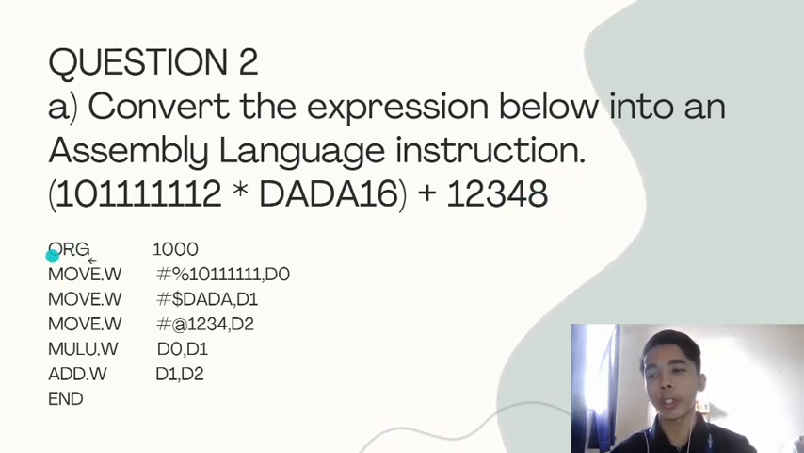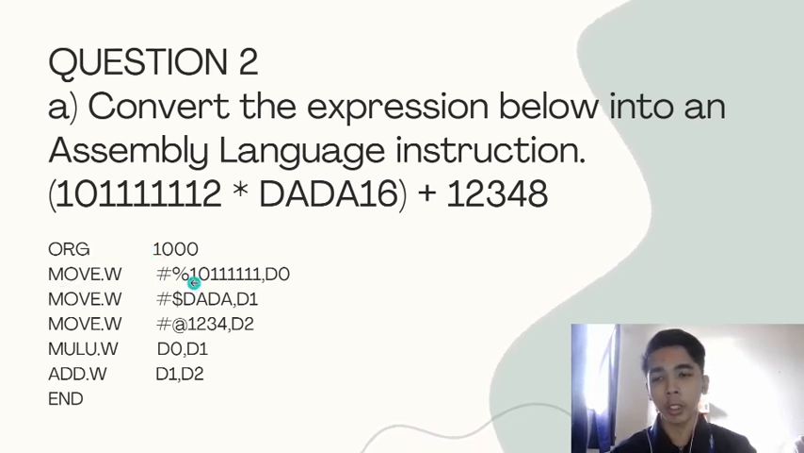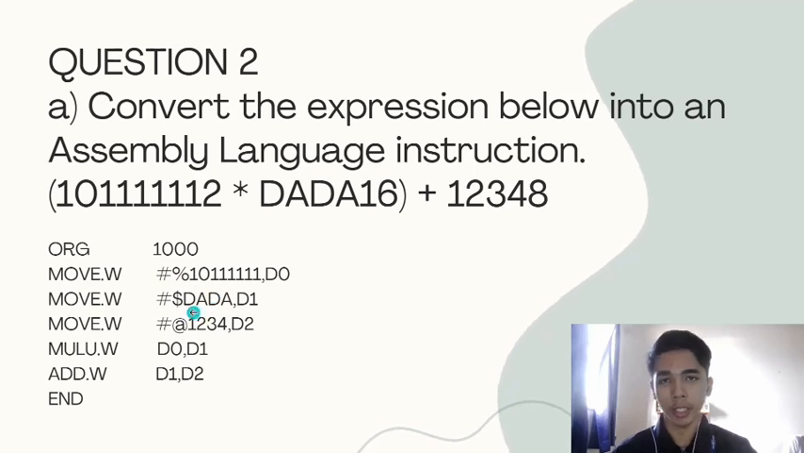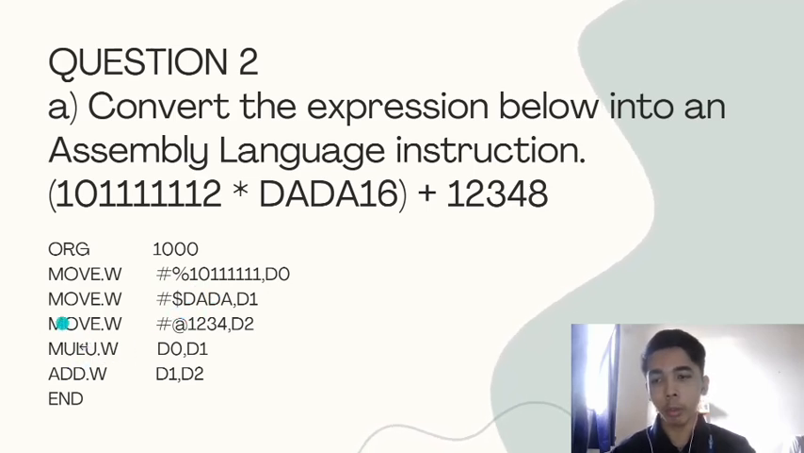So we first have to do origin 1000. Then we move.w 10111111 to D0. We use the percentage sign because the value is in binary. Then we do move.w hashtag $DADA to D1. We use the $ sign because it is in hexadecimal. Then we do move.w hashtag @1234 to D2. We use @ because the value is octal.